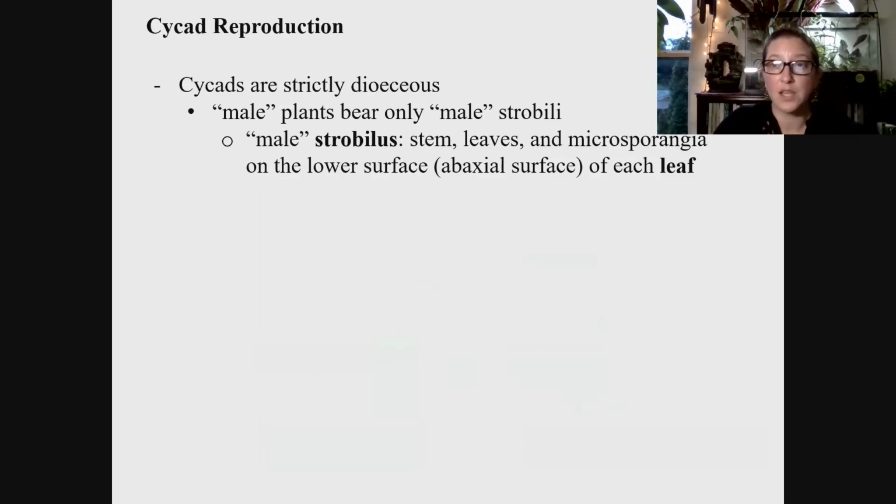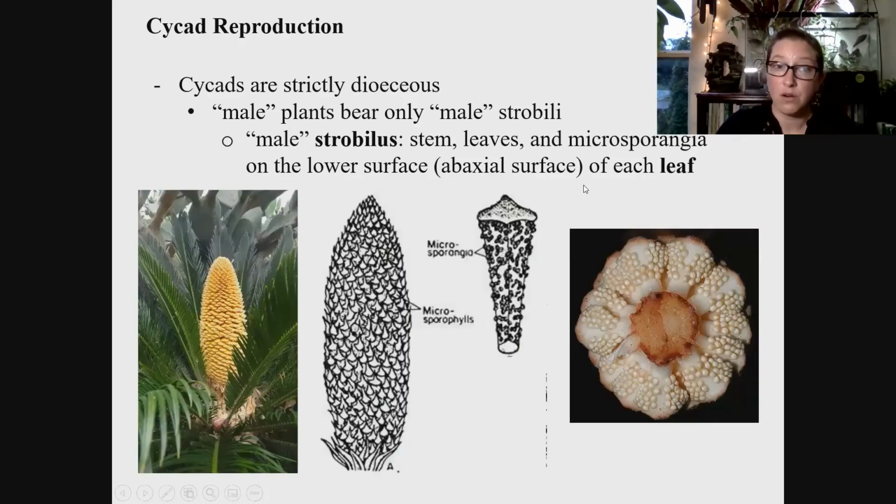Cycads are strictly dioecious. Dioecious, as you know, means you have plants that have either male or female sex structures on them. So the male plants, the male sporophyte plants, only have male strobili. And here they are. Here's some male strobili. We just looked at the female one more closely. Now we'll look at the male. So this whole thing is a male Strobilus.